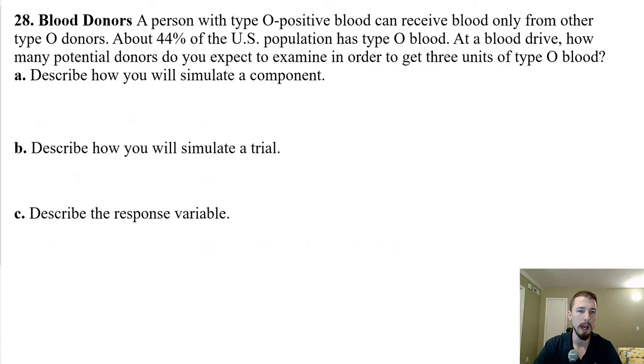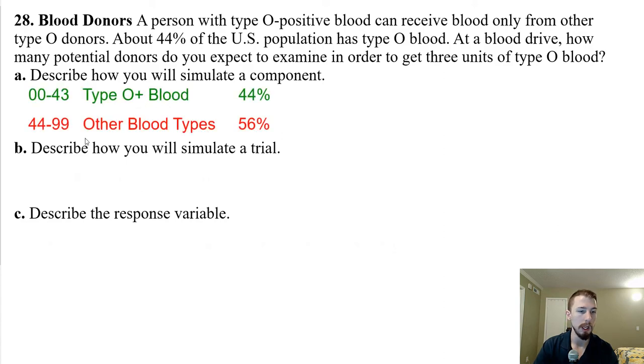So if we have a probability of 44%, because it doesn't end in zero, like 40% or 50%, we have to use more than one digit, right? We can't just use the digits 0 through 9 to represent one of them. So we have to use two digits in this case. And so we're going to let 0 through 43 represent a type O positive blood donor, and 44 through 99 to be everything else. So 44%, because if we're going from 0 to 43, that would be 44%. And then 44 to 99 would be everything else, every other blood type, which is 56%.